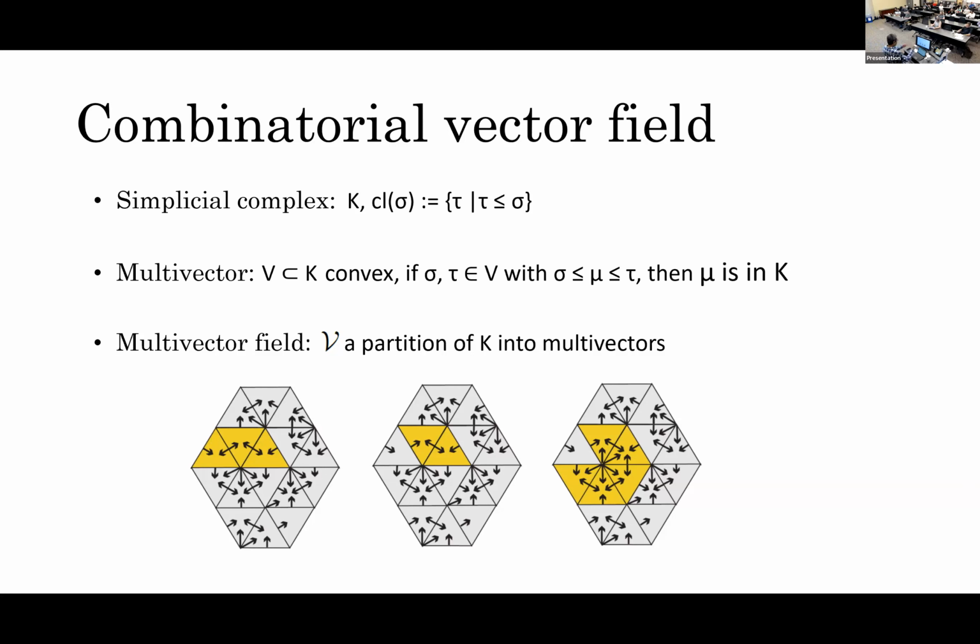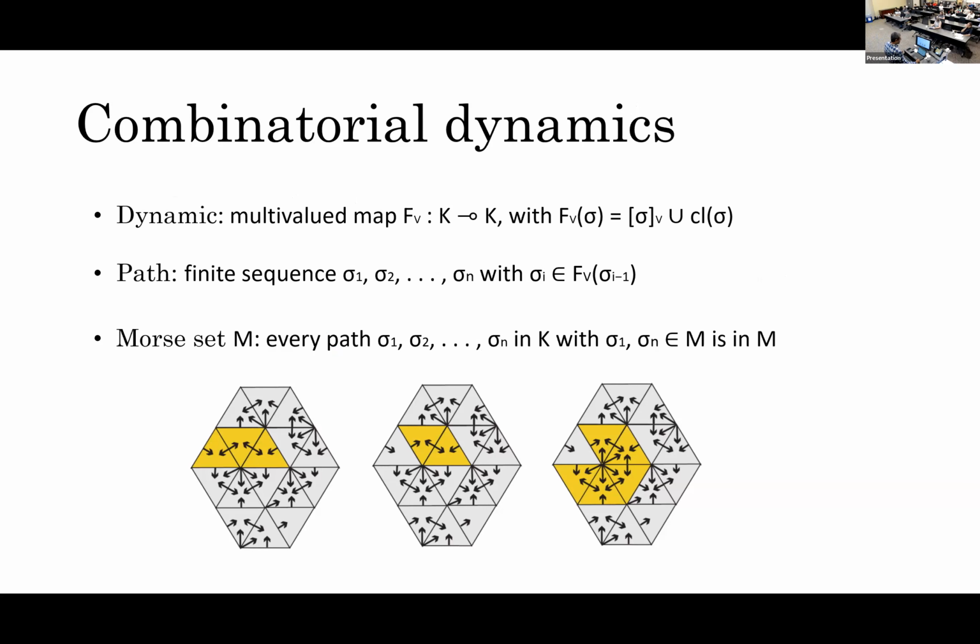So suppose we have a multi-vector. Then a multi-vector field is a partition of K into multi-vectors. That's a very simple definition. And because of this simplicity, you can work with it very nicely with algorithms. Okay. Now, let me define a dynamics.